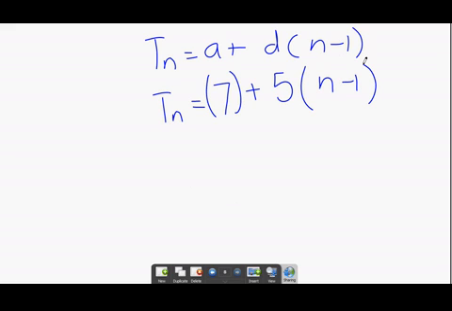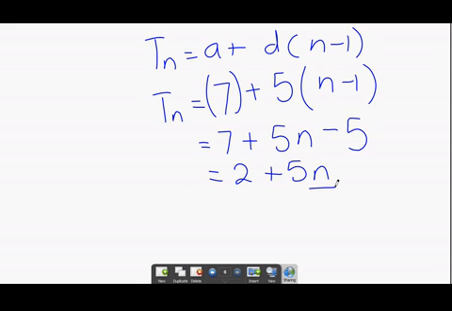Now, generally, some people would go ahead and remove the brackets and simplify this term. It's okay for you to simplify. So you're going to have 7 plus, remember there are brackets, 5n minus 5. And then this is going to give us 7 minus 5 is 2, plus 5n. And this then gives you your general term.